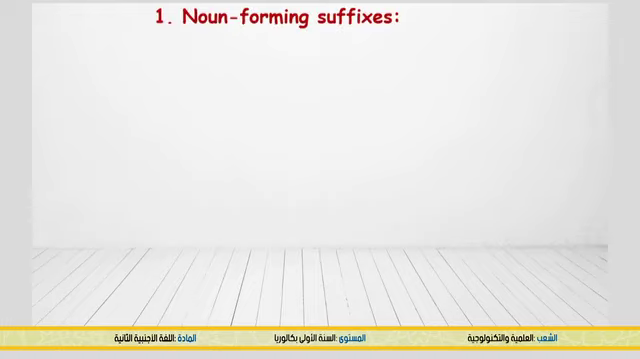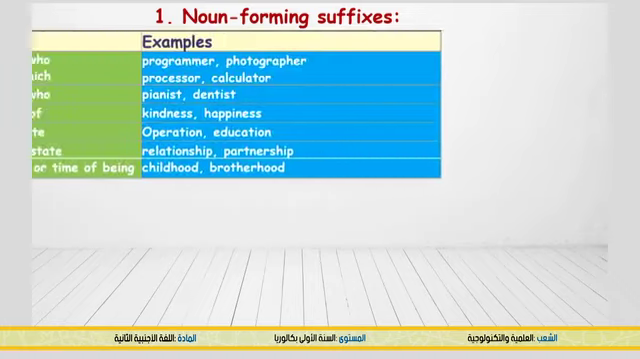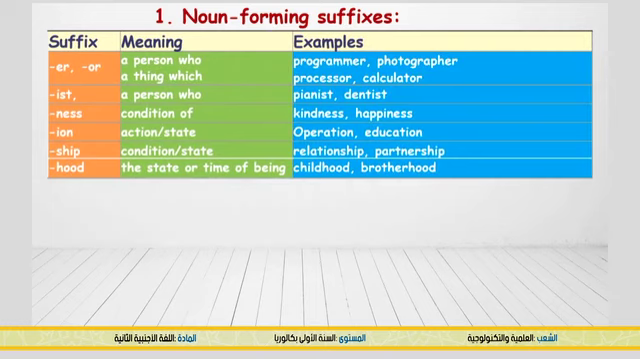Number one, noun forming suffixes, which means we can form nouns using suffixes. We can form verbs using suffixes. We can form adjectives using suffixes, and we can also form an adverb using a suffix. Look at this chart. So we have the suffix, the meaning of the suffix, and an example or examples.